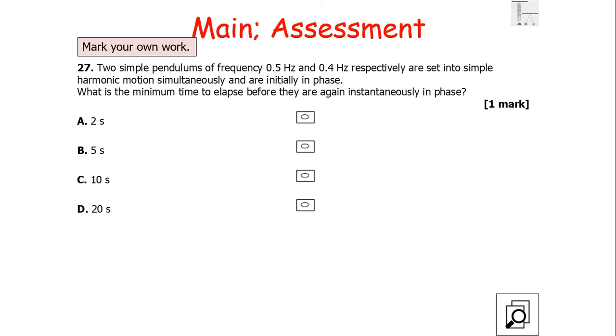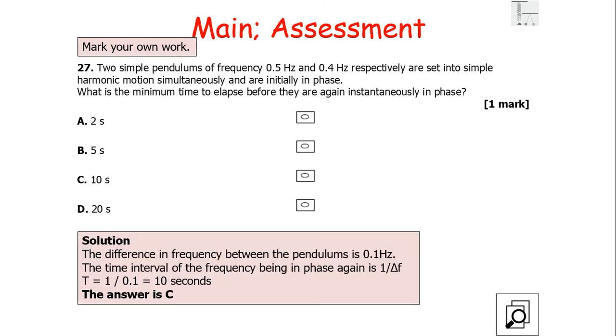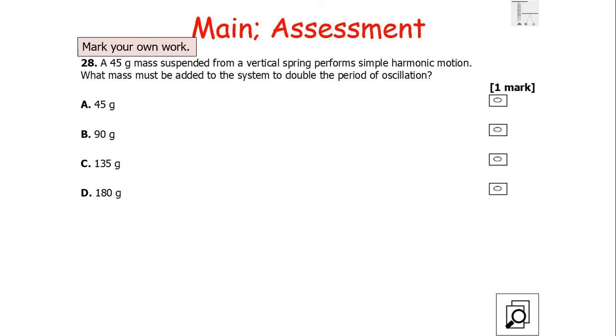What is the minimum time to elapse before they are instantaneously in phase again? So let's follow a similar procedure like what we did before. You find the difference in frequencies, and the difference in frequency is 0.1 Hz. Then the time interval of them being back in phase is 1 over the difference in frequencies. So it's 1 over 0.1 Hz. So 1 over 0.1 is 10. The answer is C.